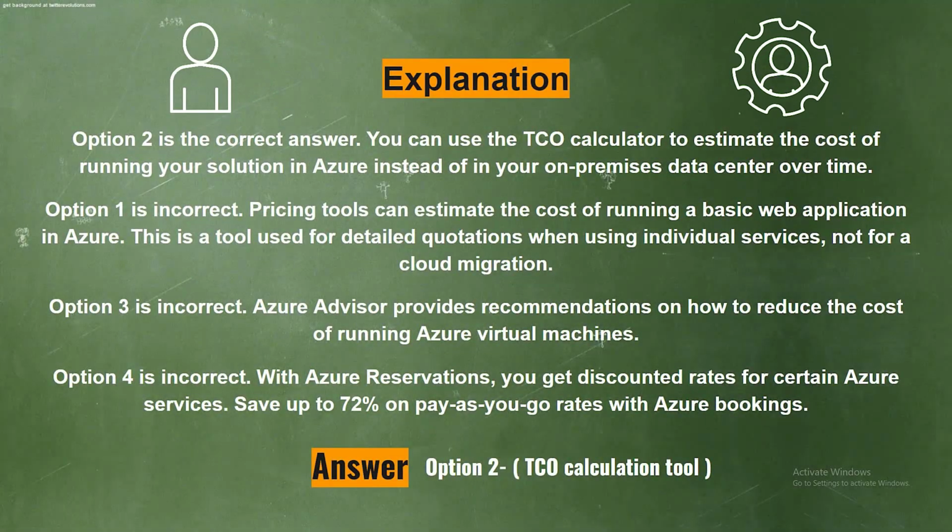Explanation. Option 2 is the correct answer. You can use the TCO calculator to estimate the cost of running your solution in Azure instead of in your on-premises data center over time. Option 1 is incorrect. Pricing tools can estimate the cost of running a basic web application in Azure. This is a tool used for detailed quotations when using individual services, not for a cloud migration.